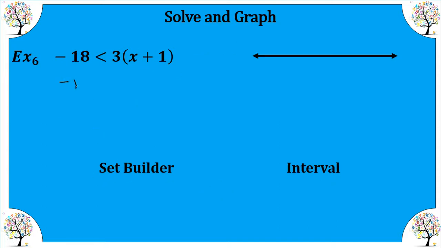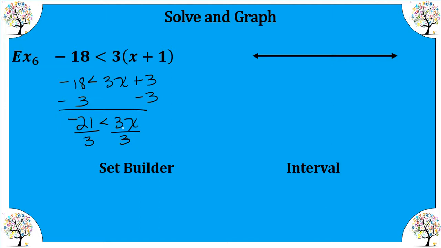Okay, this time we have a problem where our x value is on the right side. So we're still going to just solve it as normal. We have -21 is less than 3 times x. We're dividing by a positive, so we're not going to reverse the symbol. We're going to have, if we keep it as it is, it says -7 is less than x.